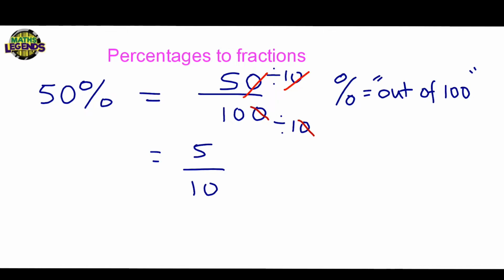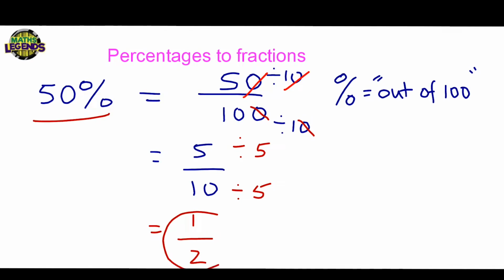Now this is still not fully simplified. So we can divide top and bottom again by another number. So in this case, let's go with 5. 5 divided by 5 is 1. And 10 divided by 5 is 2. Now this is in the simplified format. So 50% is equal to a half.